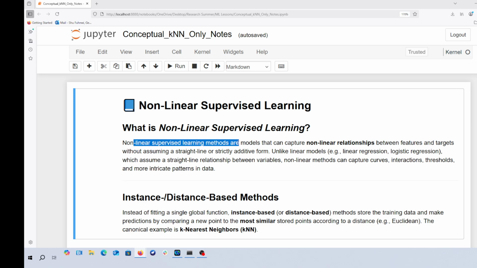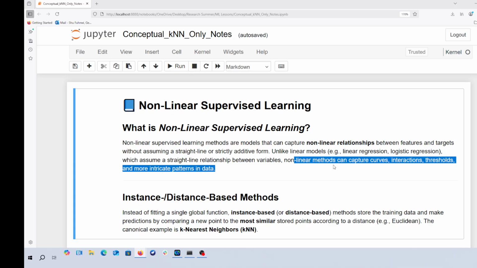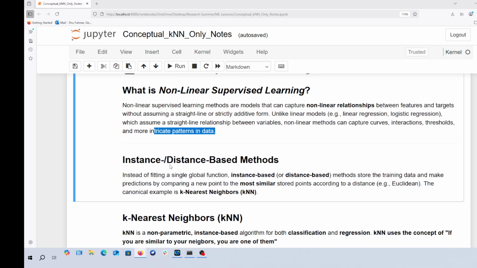So for the non-linear supervised learning methods, models are built by capturing non-linear relationship between those input features and the target, where we are not assuming any straight line or maybe strictly an additive form. Unlike the linear models like linear regression and the logistic regression we saw earlier, which assume a linear relationship between the variables, non-linear methods can capture curves, interaction thresholds, as well as more intricate patterns in the data.